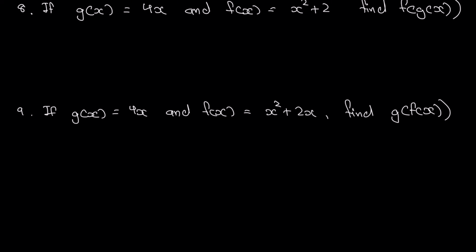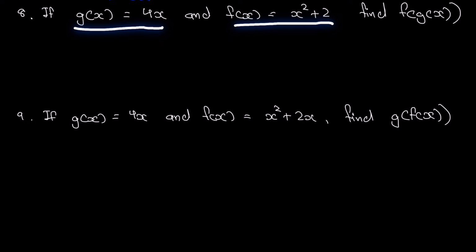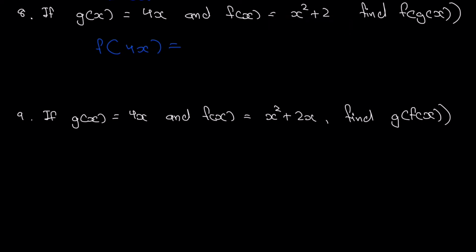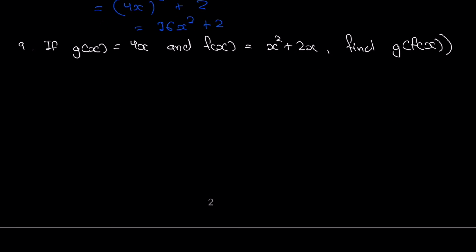Okay, next question. If g of x is equal to 4x and f of x is equal to x squared plus 2, find f of g of x. So f on the outside, okay, and we put g of x into the bracket, 4x, and we equate it to f of x, x squared plus 2. Let me just write the 2 better, sorry. So then we substitute 4x into here, this equals (4x) squared plus 2, which is 16x squared plus 2, and that's our answer right there.